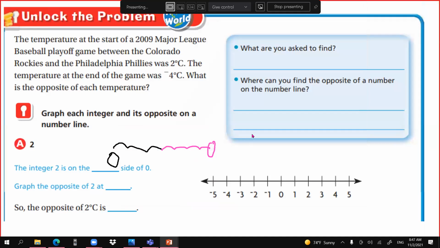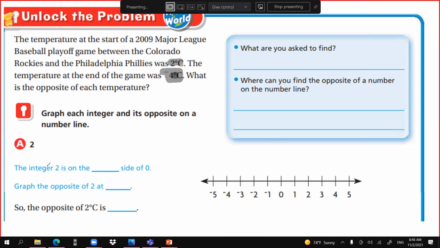Now let's see this problem here. The temperature at the start of a 2009 Major League Baseball playoff game between the Colorado Rockies and the Philadelphia Phillies was 2 Celsius. The temperature at the end of the game was -4 Celsius. What is the opposite of each temperature? So at the beginning, we have 2 Celsius. At the end, we have -4 Celsius. And they ask me now to find the opposite of these two temperatures.